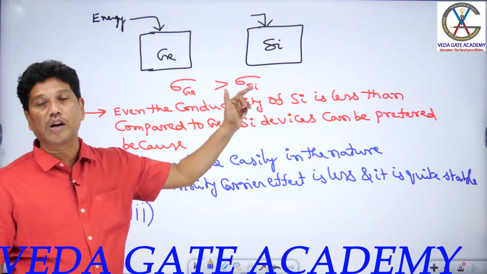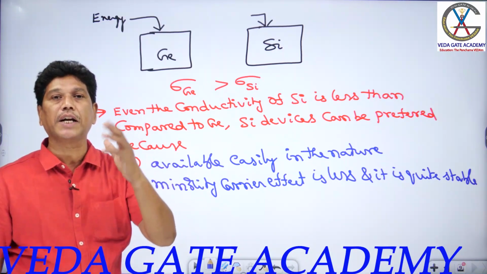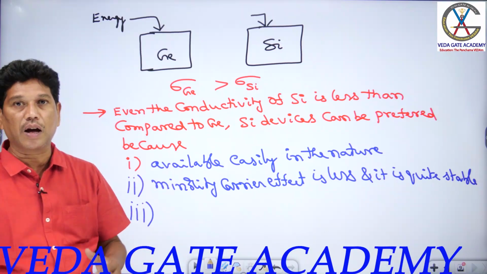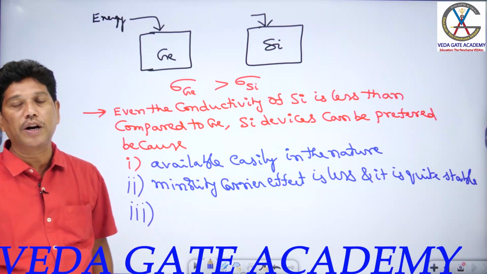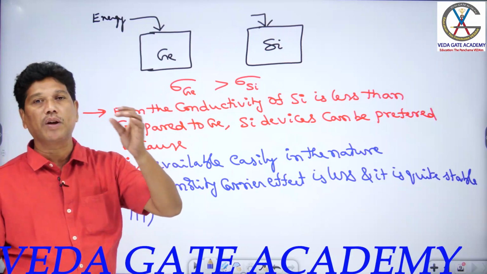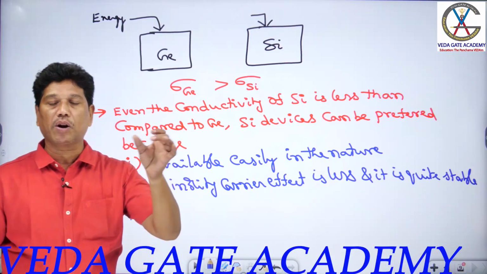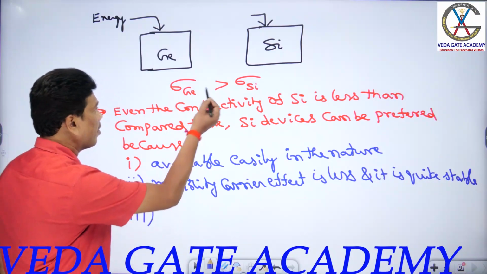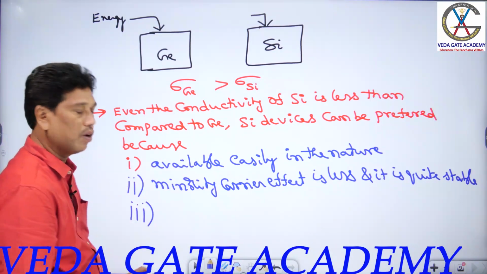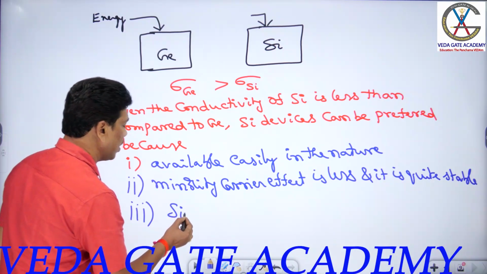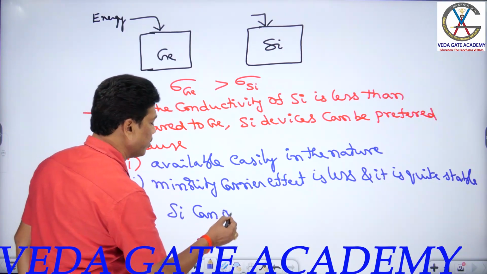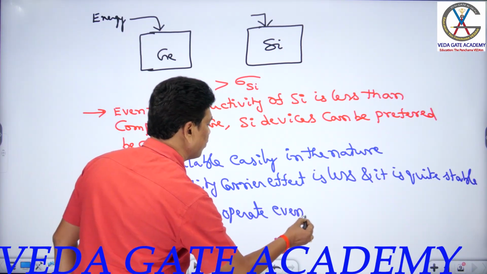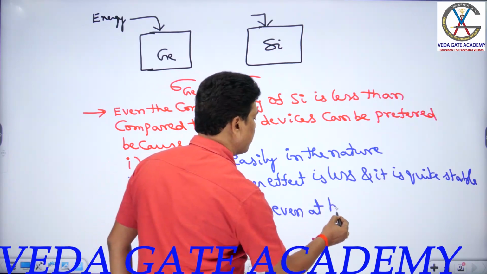So the silicon body can maintain its characteristics even at high temperature. Among these two, silicon is useful at high temperature. Silicon is useful up to 200 degrees centigrade, whereas germanium is useful up to 85 degrees centigrade. That is called the critical temperature usage. I will discuss that later. So silicon can operate even at high temperature.